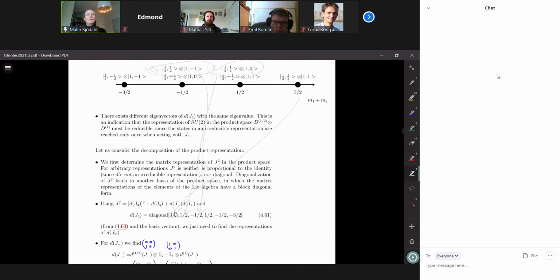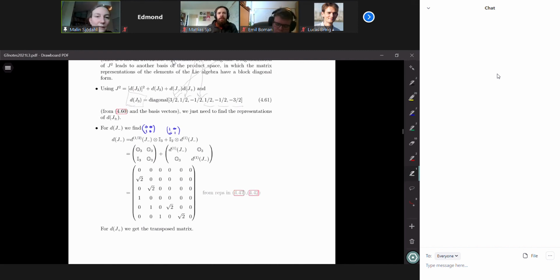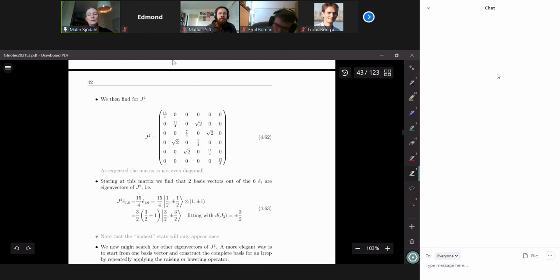And the other eigenvalues for the other eigenvectors having the minus 1 half here, instead of the plus 1 half that we considered, are then relatively lower by 1 unit. So this is how we get the eigenvalues 1 half, minus 1 half, and 3 halves. So this is how we can argue for the form of D of J3. Okay, so then we know D of J3, this guy known, and the J minus we calculated, this guy known, and this guy obtained by the transpose of this guy. So we can calculate J square, and we then have this matrix.